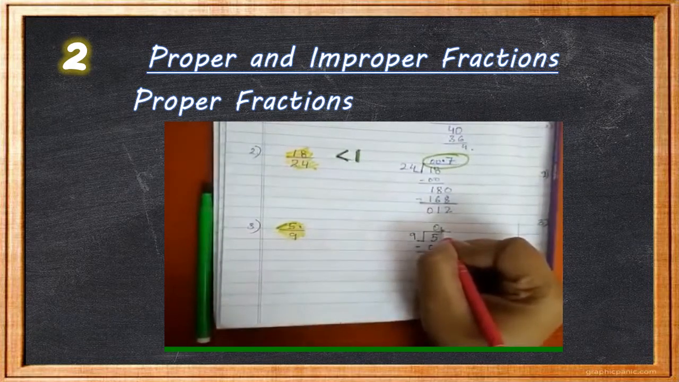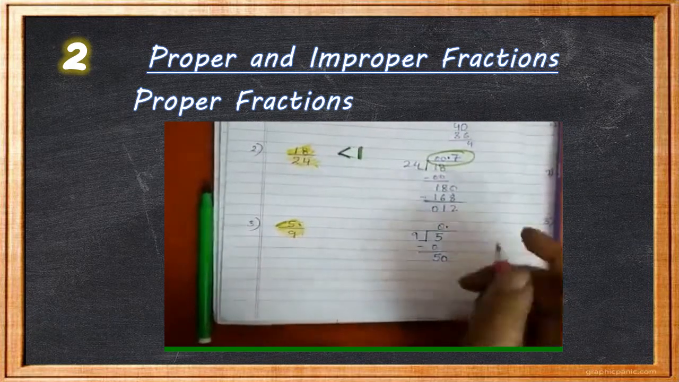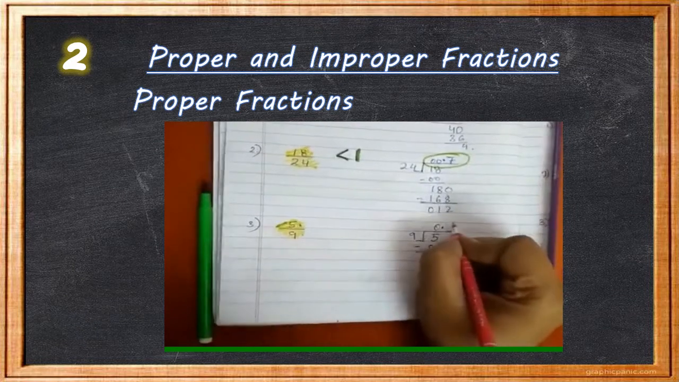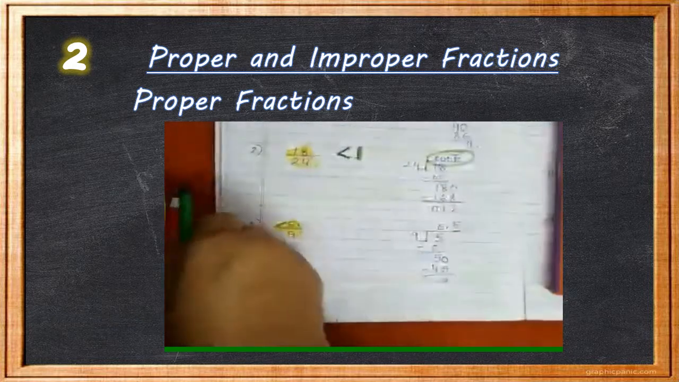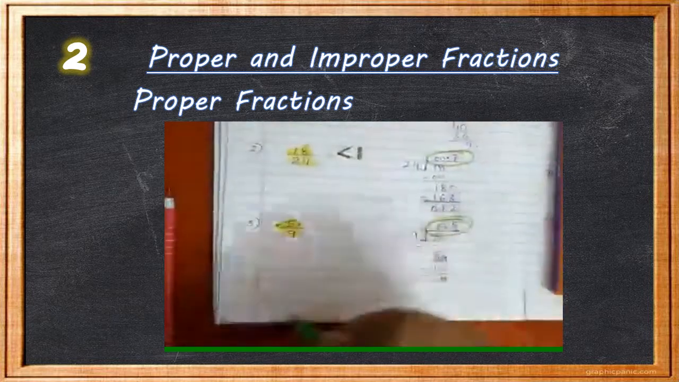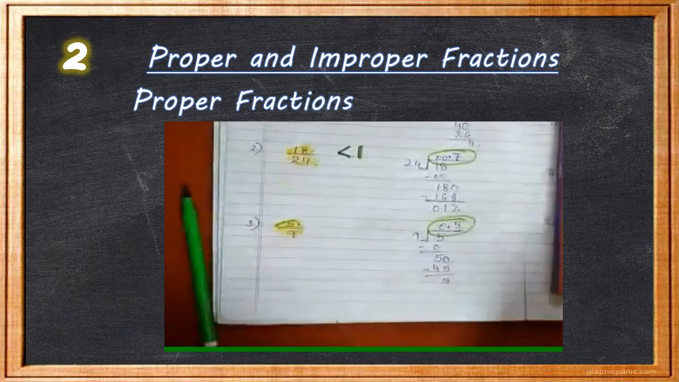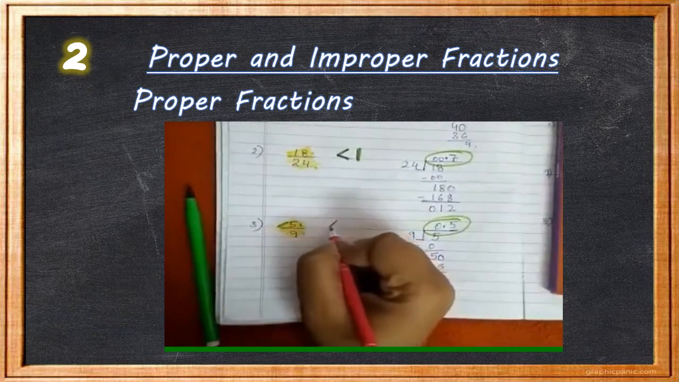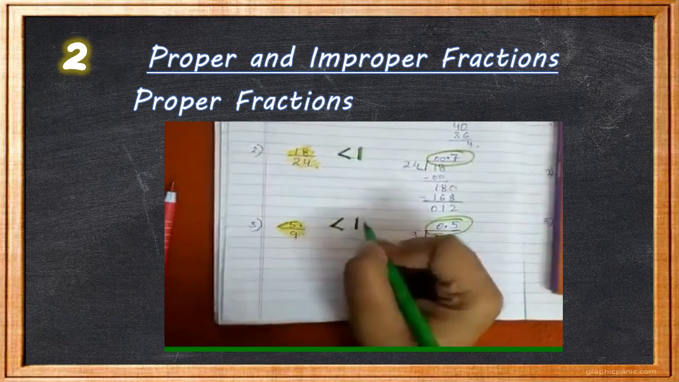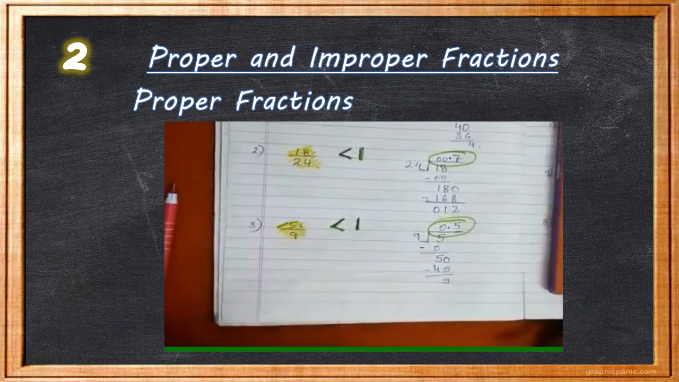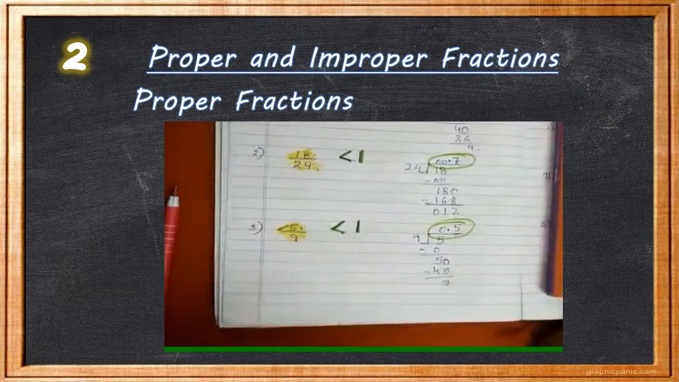Yes, now after putting the decimal here, I can add 0 here. So how many times, children? Tell me. 9 5s are 45 minus 5. Again, children, you can see here, it will continue. It is less than 1. So again, children, a proper fraction is always less than 1, and in a proper fraction, the numerator is smaller than the denominator. Is it clear, children?